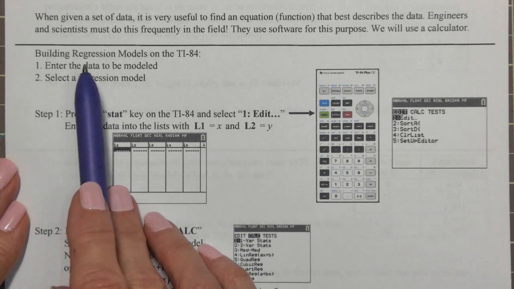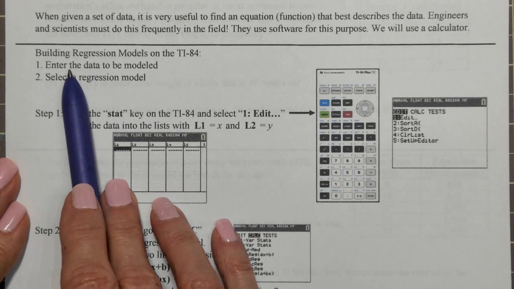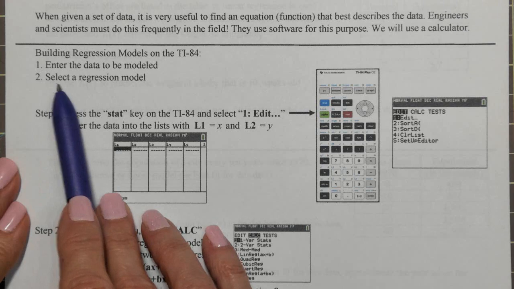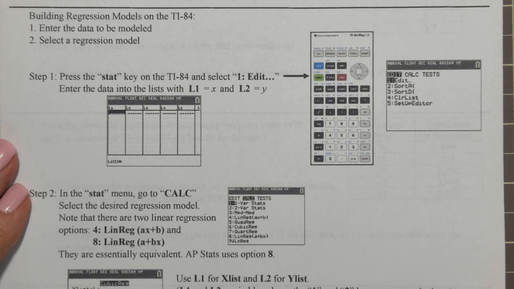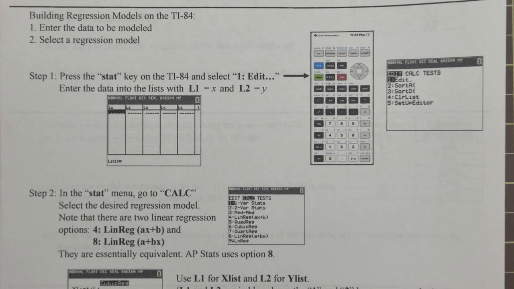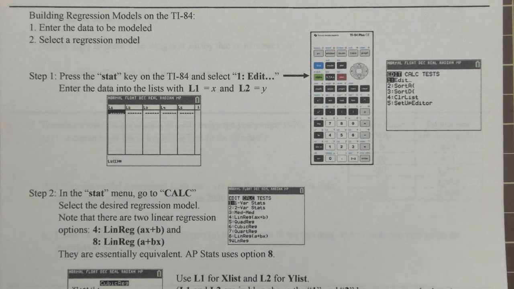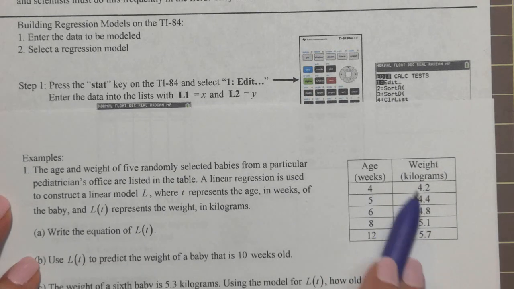Alrighty, so to build a regression model on the TI-84, two steps. Enter the data and then select your regression model. So step 1 is to enter your data. On your calculator, I'm going to be using the set of data from our first example over here. So I want to enter this data into my calculator.